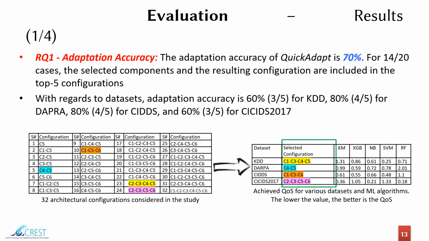With respect to the data sets, DARPA and CIDDS have a better accuracy. Now on the left side, you can see all the configuration space, where we have around 32 configurations, and on the right hand side, you can see the configurations that are selected by our approach with the help of those fuzzy rules that I have shown previously.